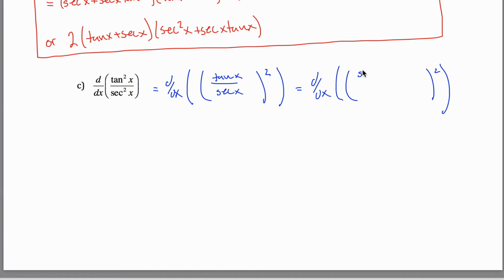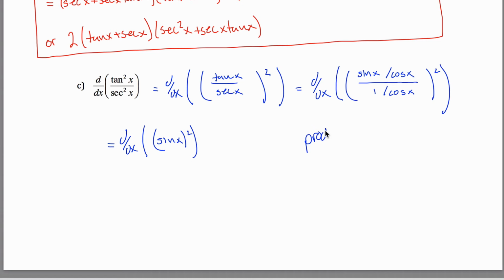Tangent of x is sine over cosine, and secant of x is 1 over cosine. And so when I divide these two fractions by multiplying by the reciprocal, what I get is the cosines cancel out, and I'm left with just sine of x that's being squared. And this derivative is a lot easier to take.